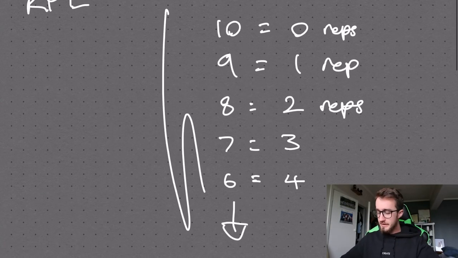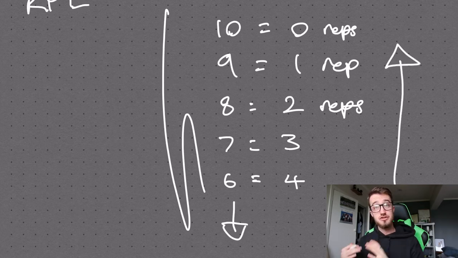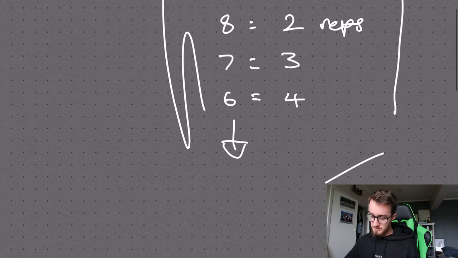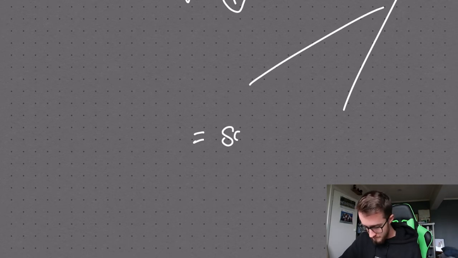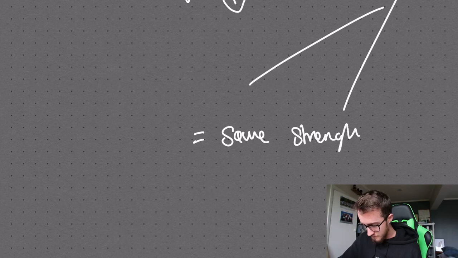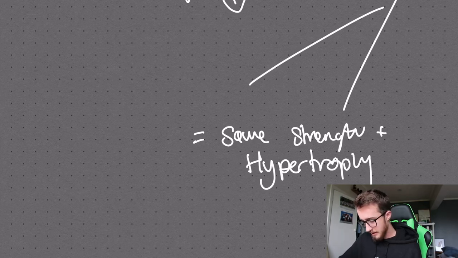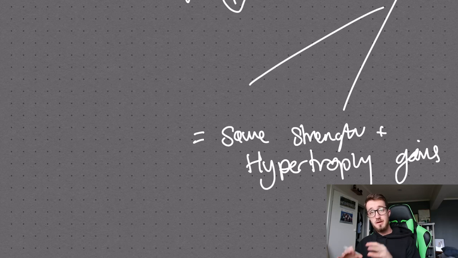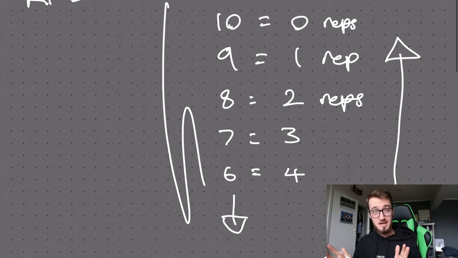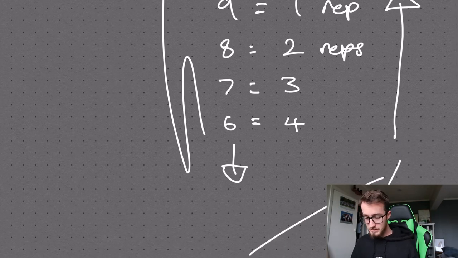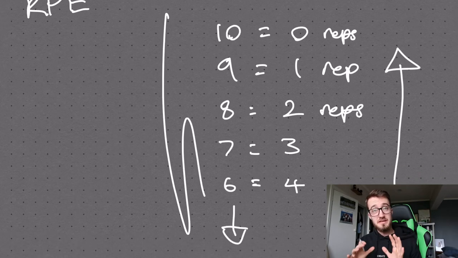So why would I focus on this area specifically? Anything from 4 RIR to here, in the research, generally tends to equal the same strength plus hypertrophy, or increase in muscle size or muscle gains. So you'll gain the same amount if volume is equated. So if you're doing the same amount of work, but the number of hard sets, hard being anything from 4 RIR and above, or a 6 RPE and above, that generally means you're going to make the same amount of progress.